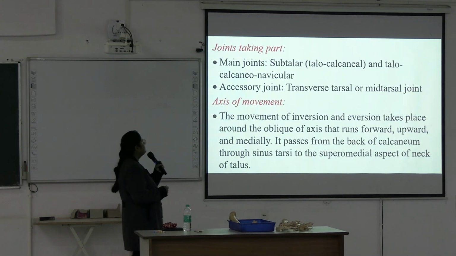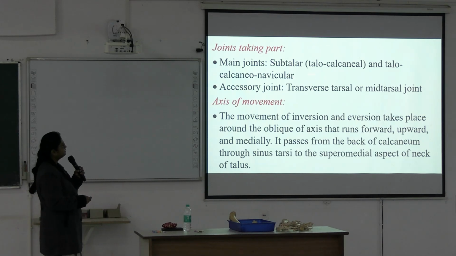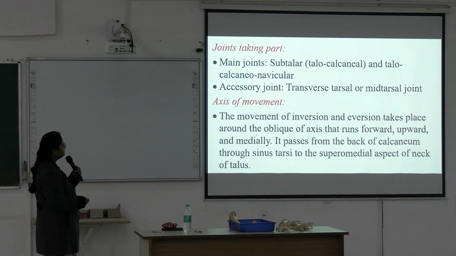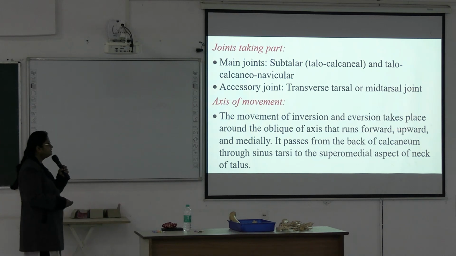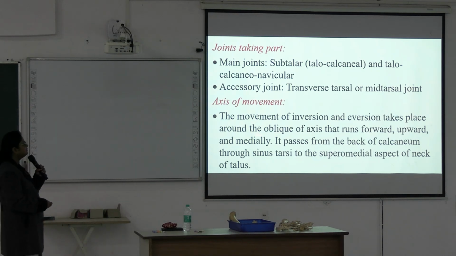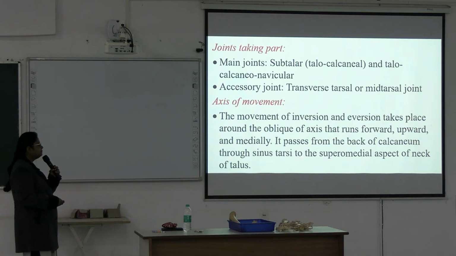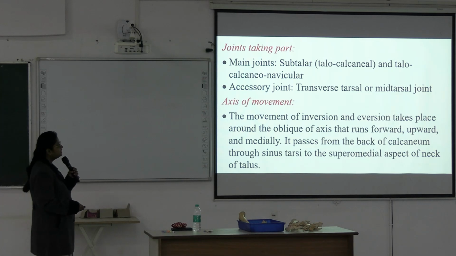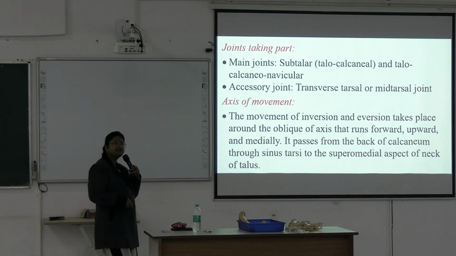Next, main joints taking part in inversion and eversion are the subtalar joint, that is talocalcaneal joint, and talocalcaneonavicular joint. Accessory joint is mid-tarsal joint, also known as transverse tarsal joint. What is the axis of movement? The movement of inversion and eversion takes place around the oblique axis that runs forward and upward and medially, passes from neck of calcaneum through the sinus tarsi to the superomedial aspect of neck of the talus. In the previous picture you have seen the axis.